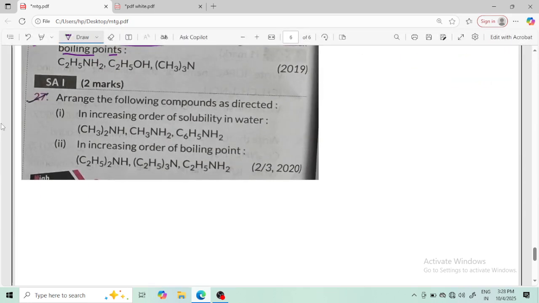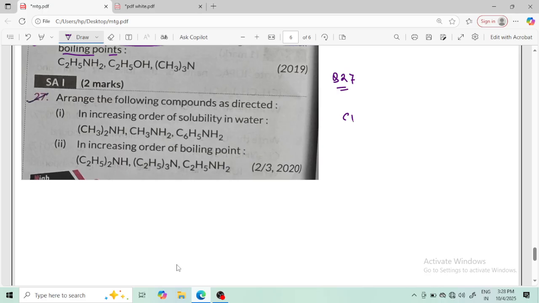Okay, next one is question number 27. They are asking us the order of solubility. Okay, it's not boiling point. This question is related to solubility. All right, so solubility means what? It's always 1 degree, 2 degree and 3 degree, right? Yes or no? Now let's do that.